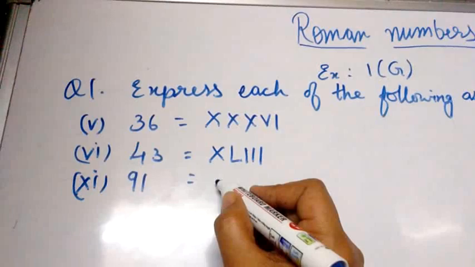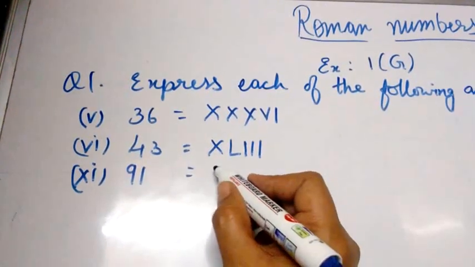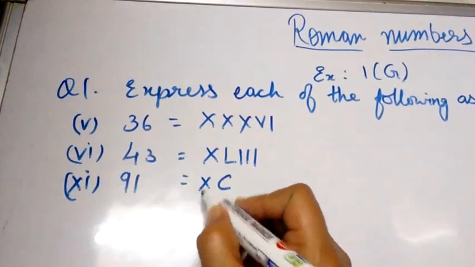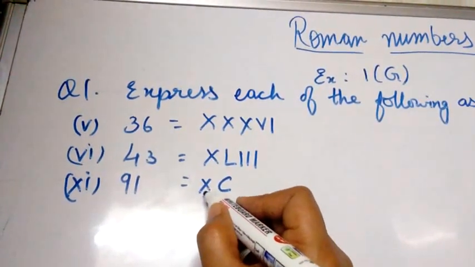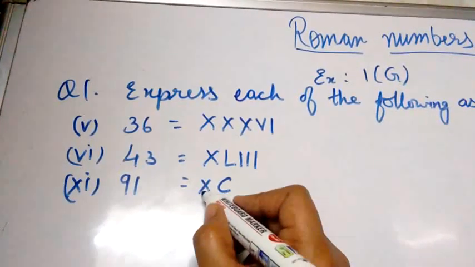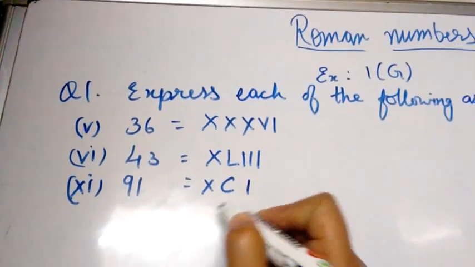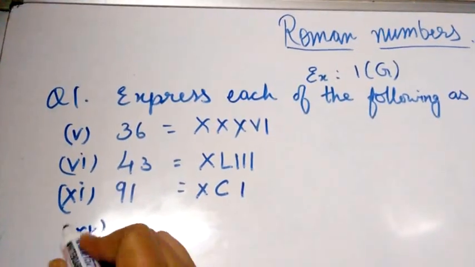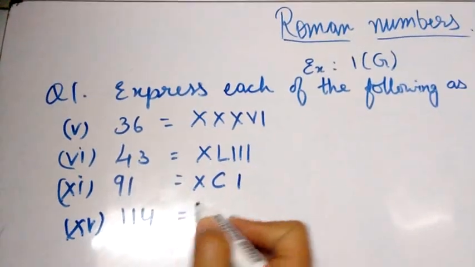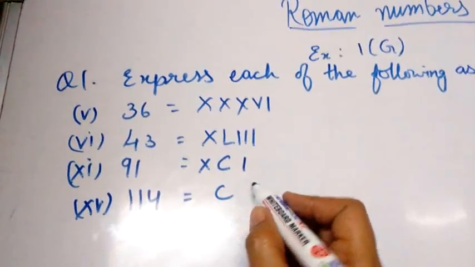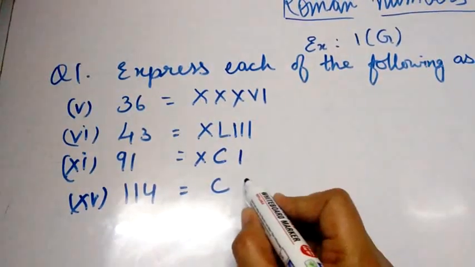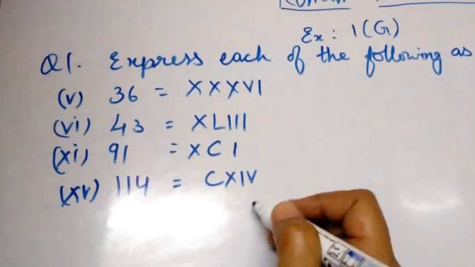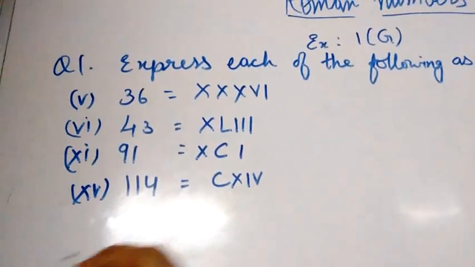91. 90 means 100 minus 10. That means this is for 100. C stands for 100 and minus 10. When we are writing X at left hand side, that means 100 minus 10. That is 90 and 1. 91. Next is 114. For 100 we write C, and for 10 we write X, and for 4 we write IV. That is 114.